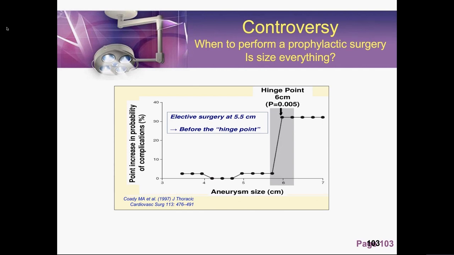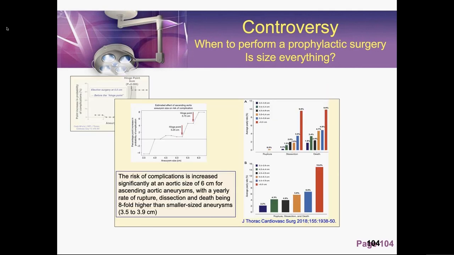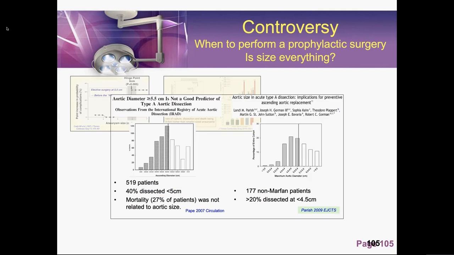We know that the risk of rupturing is higher if the dimension of the aorta is increased above 5.5 centimeters. We also know that the risk of complications is increased significantly at an aortic size of 6 centimeters for an ascending aortic aneurysm, with a yearly rate of rupture, dissection, and death being 8 times higher than smaller aneurysms in the range of 3.5 to 3.9 centimeters.